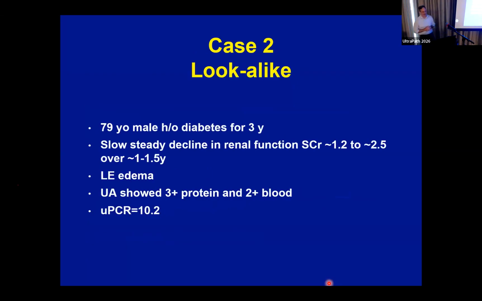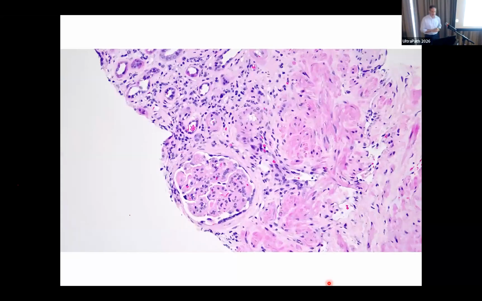Okay, case number 2. This is a 79-year-old man with a history of diabetes for about 3 years, but he had a slow decline in his renal function: serum creatinine 1.2 to about 2.5 over a year and a half, and he had lower extremity edema. And just like Dave said, sometimes they biopsy these patients. His urine protein to creatinine ratio shot up to 10, so they biopsied him. Now, he had much more IFTA, interstitial fibrosis and tubular atrophy, than the previous biopsy. We're not going to focus on that.